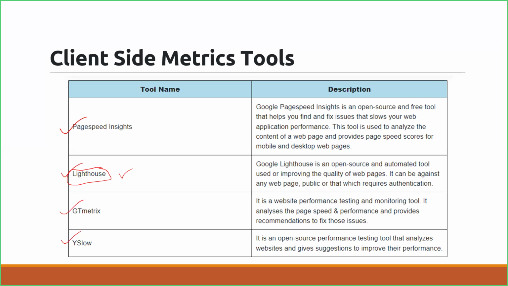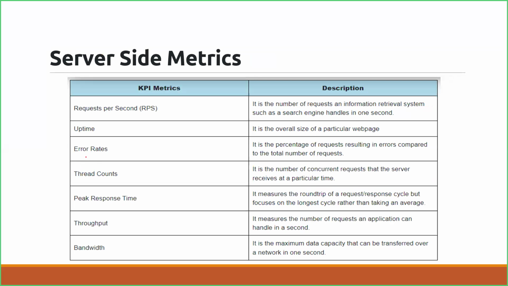So coming to the next one, server side metrics, guys. These requests per second, uptime, error rates, thread counts, peak response time, throughput, bandwidth, whatever we discussed previously, except a few points over here, will all come under the server side metrics. The CPU utilization and memory utilization will also come under the server side metrics.